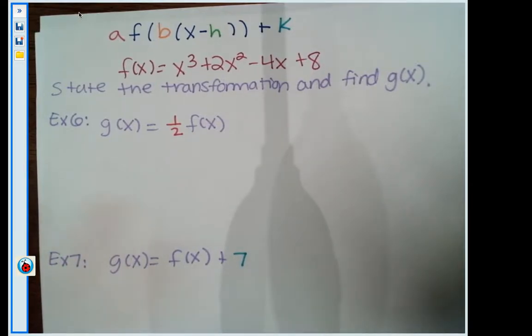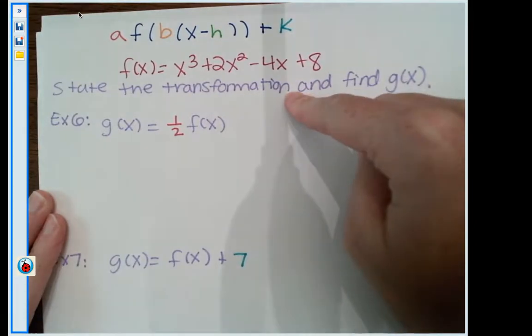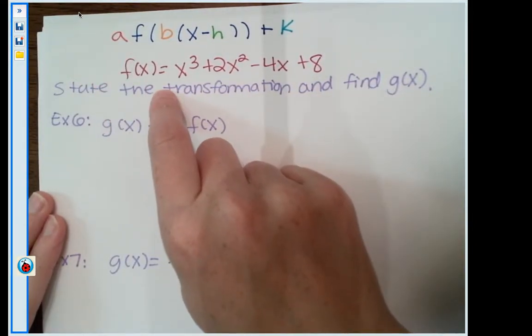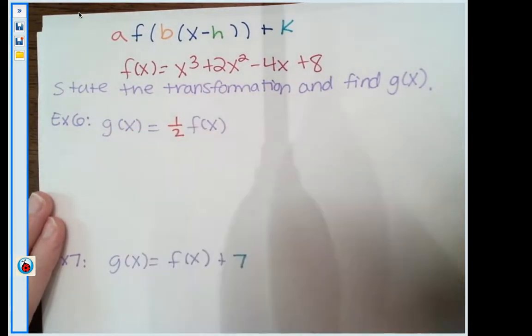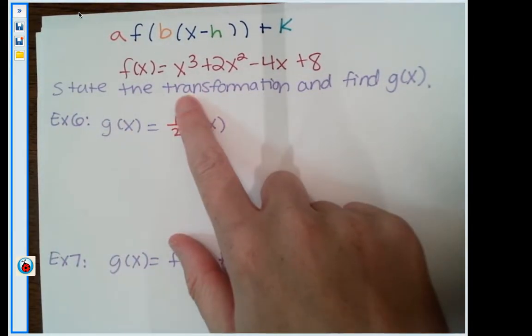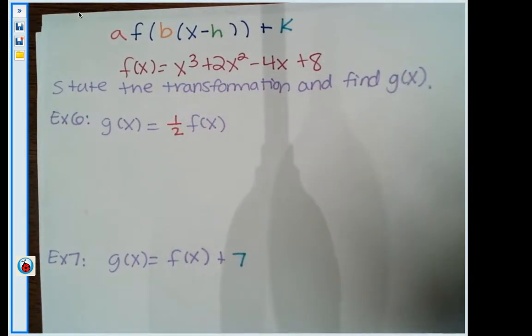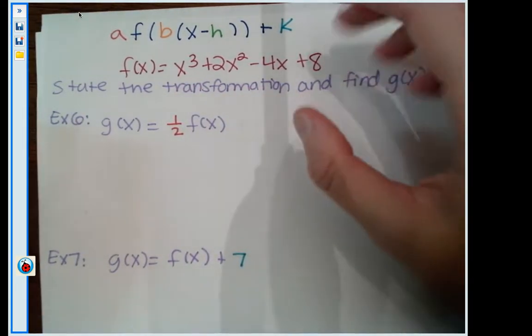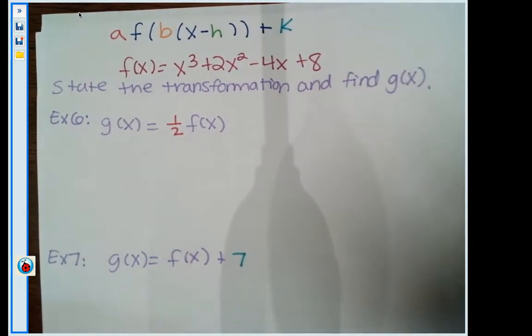Okay, so example 6, you guys. What we're going to do, we are given f of x. Again, we're using function notation right now, which has the nifty f of x in it. Okay, and what we're going to do, we're going to state the transformation in the problem, and then we're going to find g of x, which will be the f of x function transformed into the new function. So we'll be finding both of those.